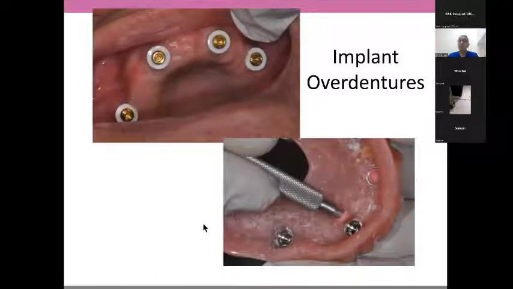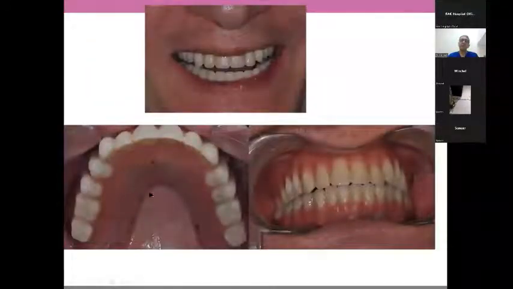And the beauty of this is we need not cover the entire palate. Normally, as I showed you in the earlier picture, the whole palate is covered. So many patients find that the taste is not great. They're not able to get a natural feeling. Some people have a very strong gagging or vomiting reflex. And hence it becomes very beneficial that we need not cover the entire palate with the denture.